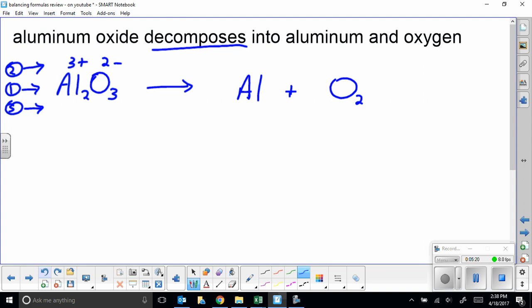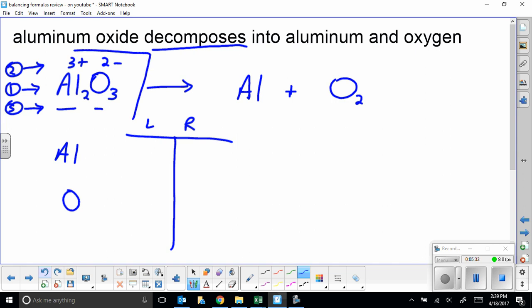So now I take a look and I make my T-chart. Left side, right side. Ions, what do I have? I've got aluminum, I've got oxygen, Al, and I've got O. And I don't have to look at the other side. All I need to look at is what ions do I have over here, aluminum and oxygen. I don't have any polyatomic ions in there, so I leave it like that.